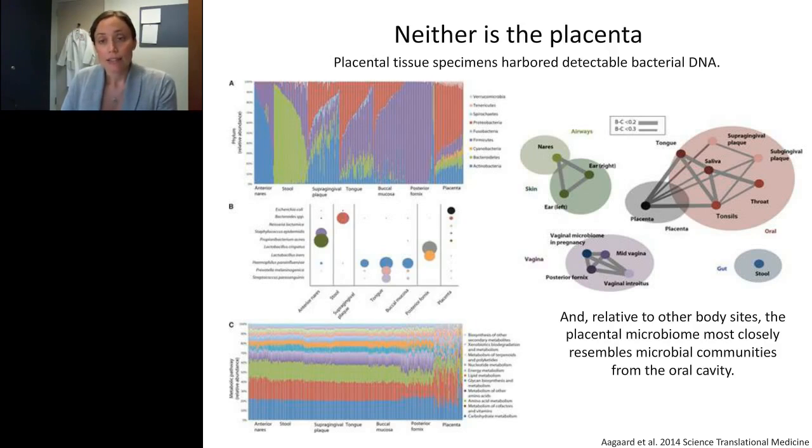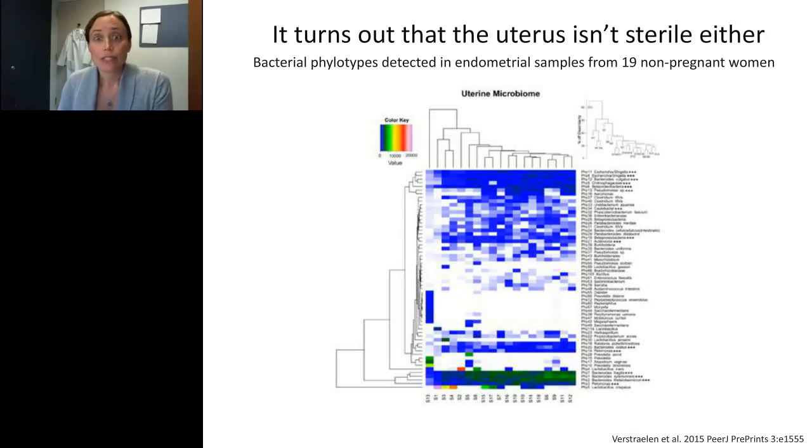Interestingly, this community shares a high degree of similarity, at least when compared to other body sites, shares the greatest degree of similarity with those from oral communities, providing extra evidence to suggest the strong link between oral health and birth outcomes. We've also recently learned that the uterus isn't sterile either.